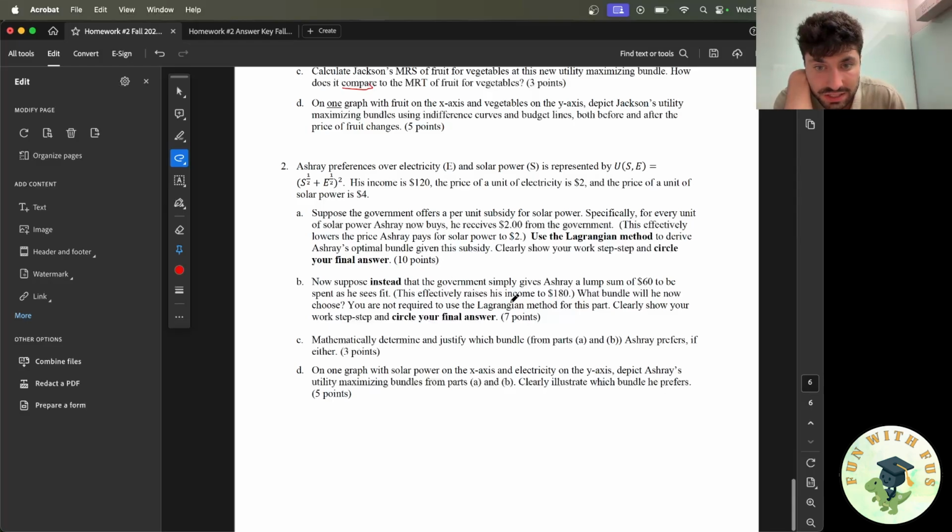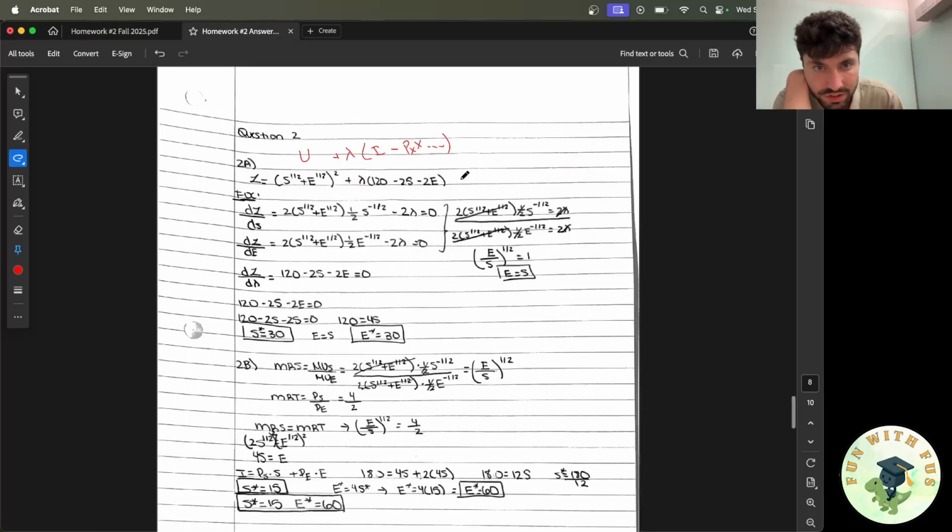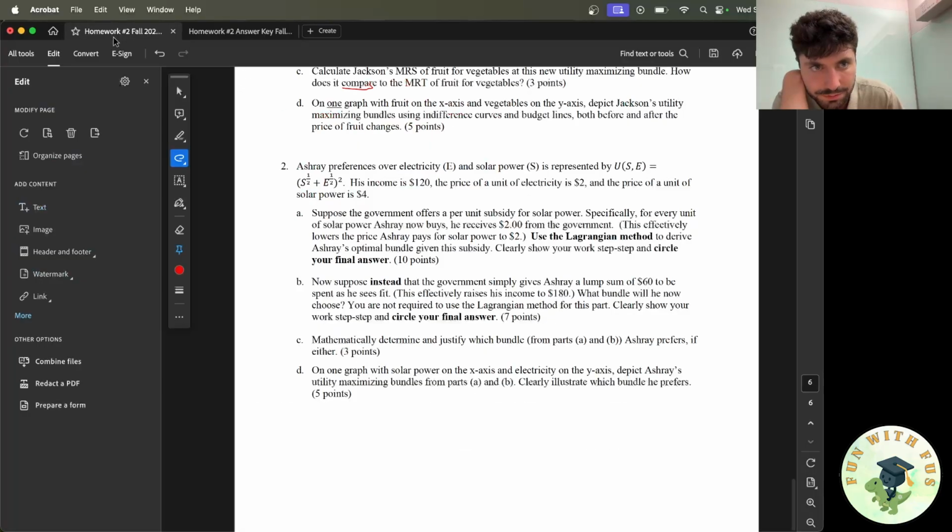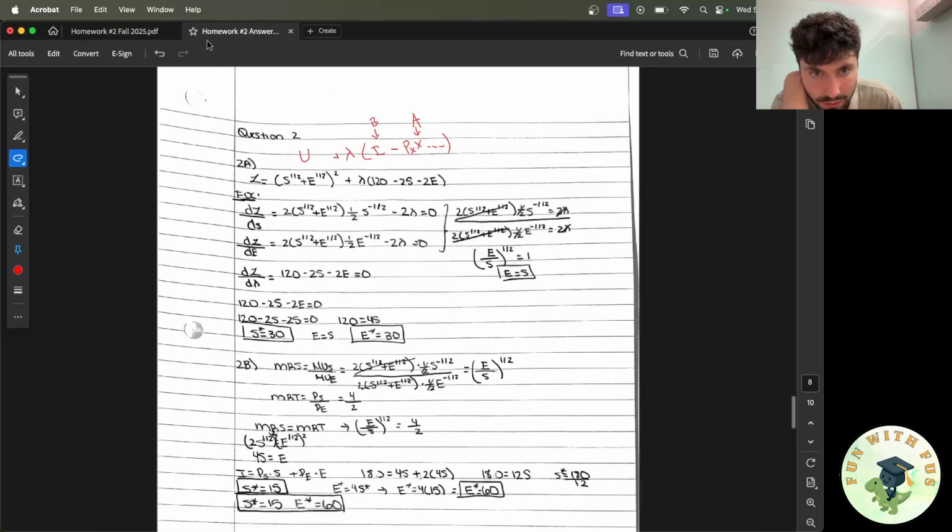Now suppose instead that the government gives a lump sum. The difference here is that this was for part A. Part A changed the price, and part B is changing how much income we have total. And I would bet that that's going to change how our bundle worked out.